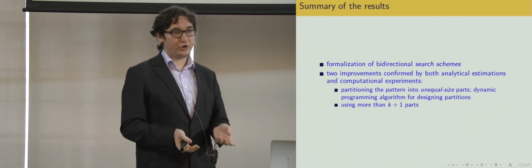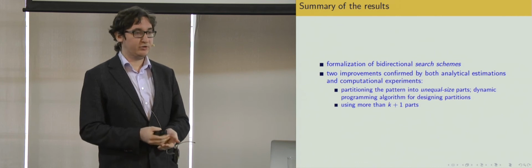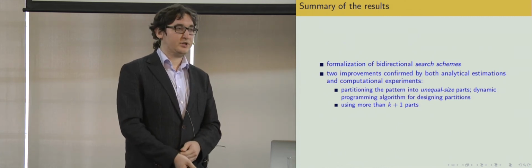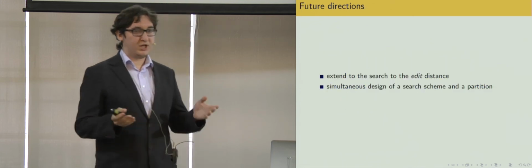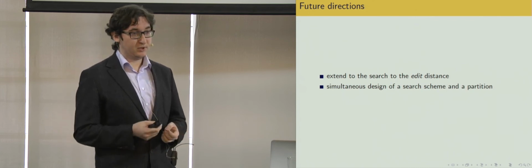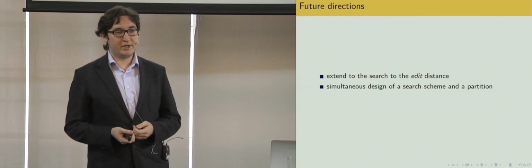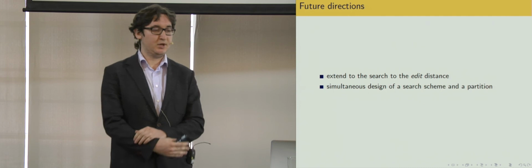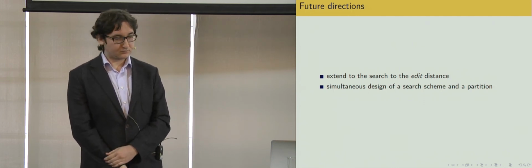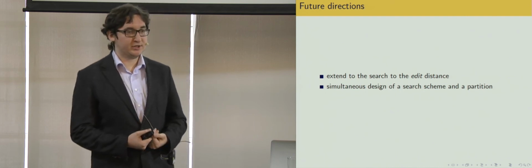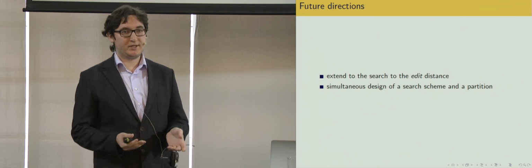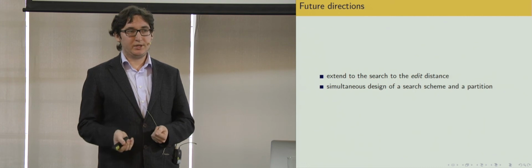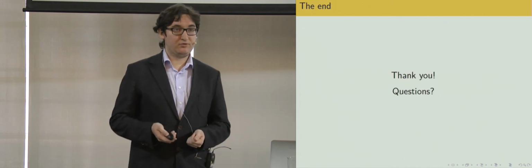Just to outline, in our work we presented a general framework for how to perform a bidirectional search with mismatches, and suggested 2 ideas for how to construct optimal schemes and optimal partitions. What can be done in the future? First, we can extend our method to edit distance. It is more complicated both in terms of theoretical estimations and experiments, but we hope that our method can be extended to this case. And the second thing is that we can try to construct the search scheme and optimal partition simultaneously instead of consequent construction. And we hope that this can bring additional improvements. So thank you for your attention.